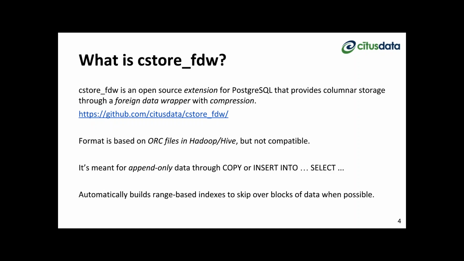CStore FDW is an open source extension for Postgres that provides columnar storage through the foreign data wrapper APIs, and also gives you compression of the data. It's available on GitHub. If you have issues with it, please post them on GitHub, or if you want to send in patches or make feature requests, please go to GitHub and share your thoughts.